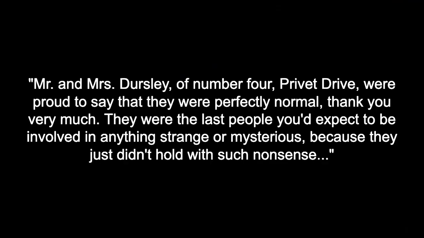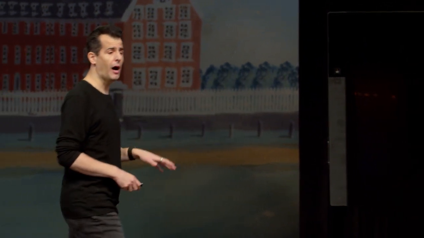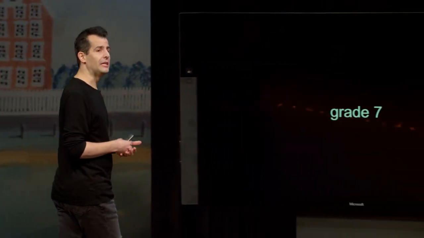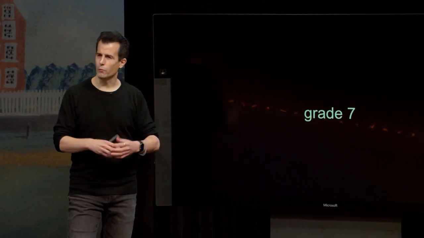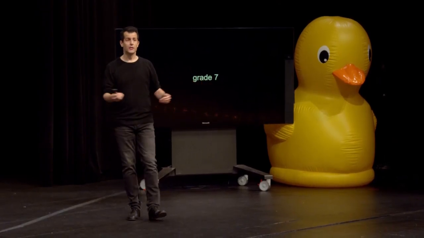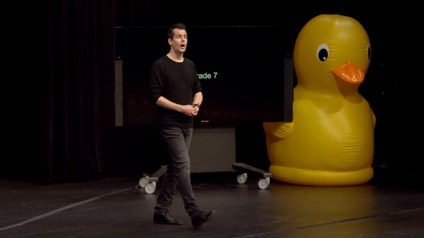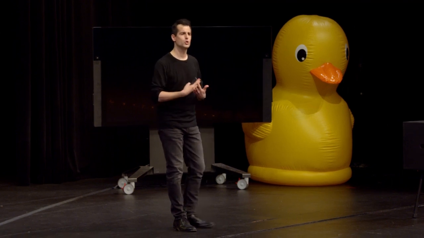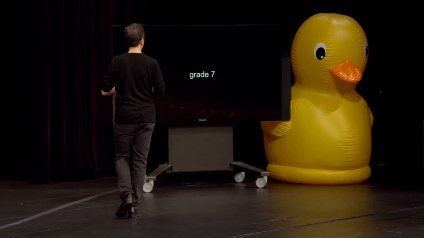So for instance, here's a famous sentence. Mr. and Mrs. Dursley of number 4 Privet Drive were proud to say that they were perfectly normal. Thank you very much, and so forth. Well, what is it about this text that puts Harry Potter at grade 7 reading level? Well, it probably has to do with the vocabulary words, but it probably has to do with the lengths of the sentences, the amount of punctuation perhaps, the total number of characters that you might count up. You can imagine quantifying it just based generically on the look and the aesthetics of the text.